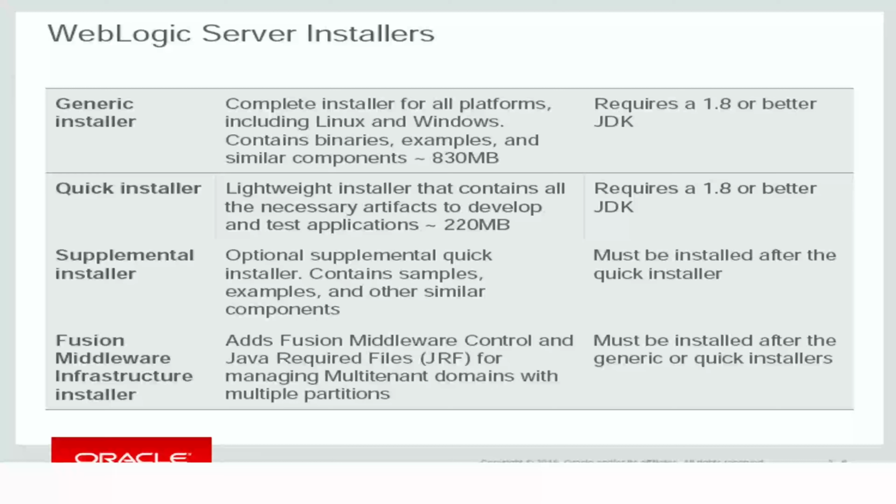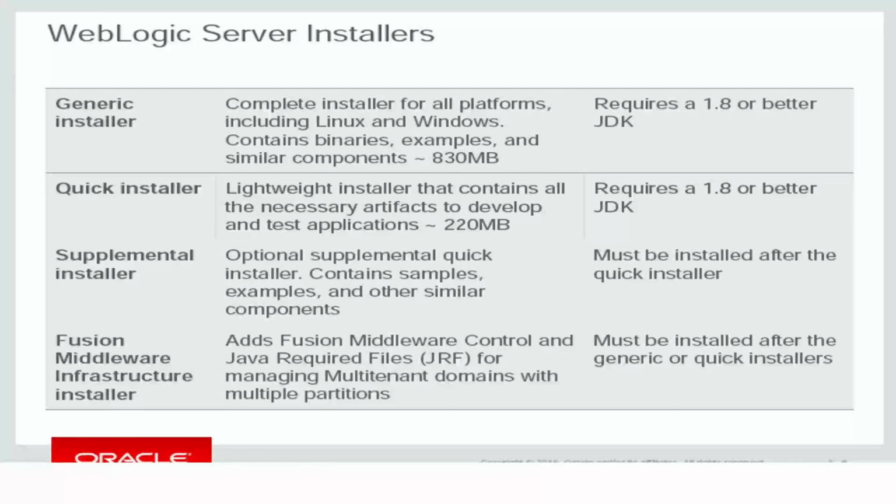Another is the Fusion Middleware infrastructure installer, which is required to add Fusion Middleware Control and Java required files for managing multitenant domains with multiple partitions, and it must be installed after the generic or quick installer. And there is another installer as well, the slim installer. The slim installer is basically for containerization, where we are using Docker or Kubernetes, and in that way if we want a WebLogic image, we can go with a slim installer image.